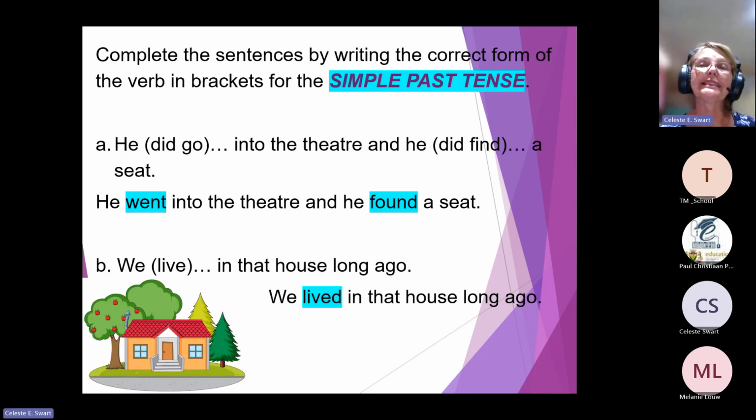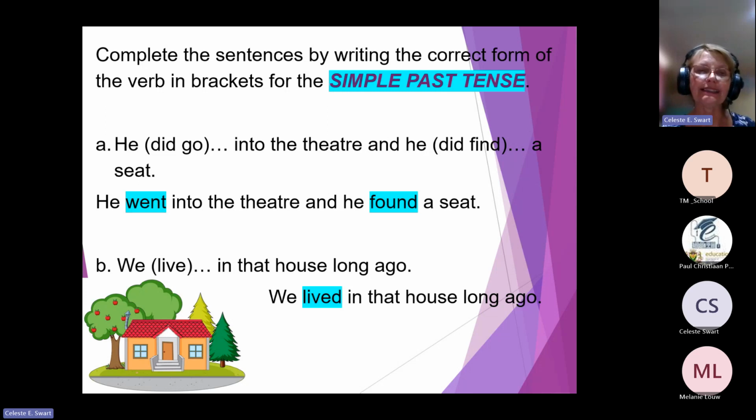To complete the sentences by writing the correct form of the verb in brackets to get the simple past tense, we must keep to single words. We can't say, for instance, the sentence says, did go in brackets. Now remember that that is the form of the verb that they want you to give. They want you to give the correct form of those words. They don't want you to say, he did go into the theatre and he did find a seat. Although a lot of learners speak that way, it's because it's not a language they're comfortable with. And if you're going to write it in simple past, you're going to just say, he went into the theatre and he found a seat.